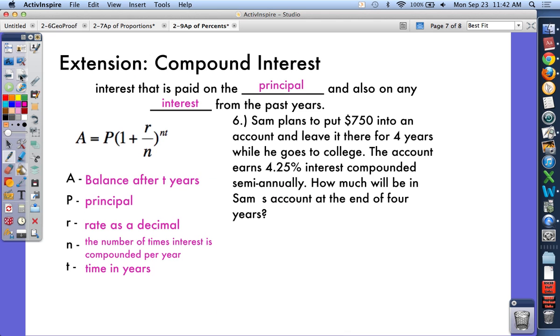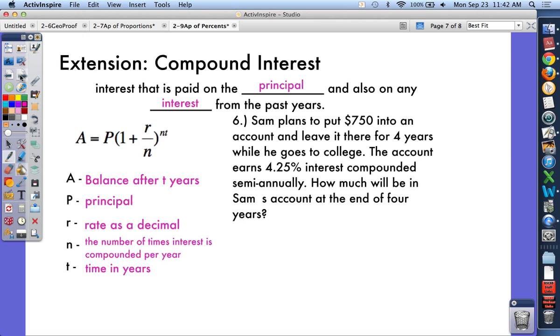So this last part here is just an extension. You don't need to know this for upstairs, but I thought I would show it to you. Compound interest is interest that's paid on the principal and also on the interest from the past years. So this is super awesome if you're earning compound interest. It's really bad if you have compound interest on a credit card. You know, if you don't pay all your principal off and you owe interest, then you can earn interest on the interest and owe even more. So it's not a good thing in that sense.